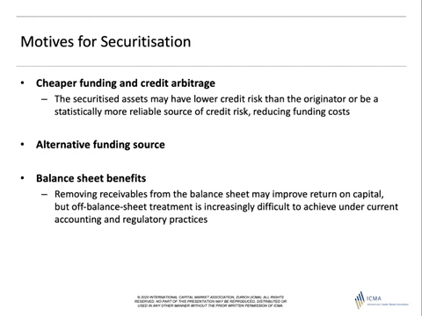Because, for example, a bank could earn the income from originating mortgages, then move those assets off the balance sheet through securitization, and be able then to create space on the balance sheet to originate a new set of loans. But this kind of off-balance sheet treatment has become increasingly difficult to achieve under current accounting and regulatory practices.